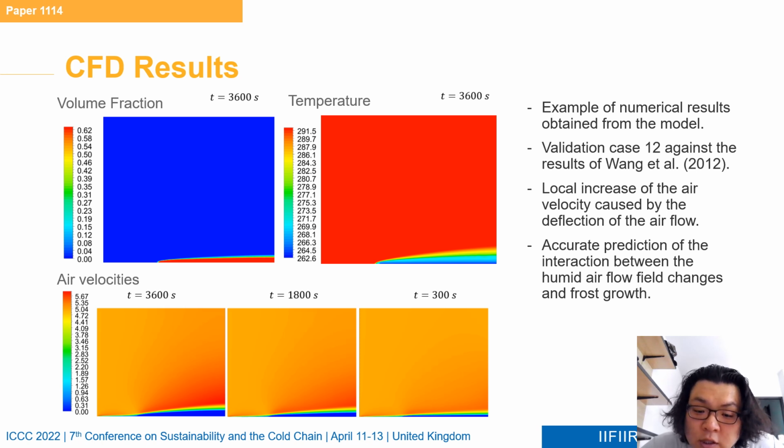And this deflection becomes more significant from times equal to 300 seconds to 3600 seconds, and therefore the increase of the air velocity caused by the air deflection also increases. Therefore, there's an accurate prediction of the interaction between the humid airflow field changes and the frost growth, which is expected from the model.